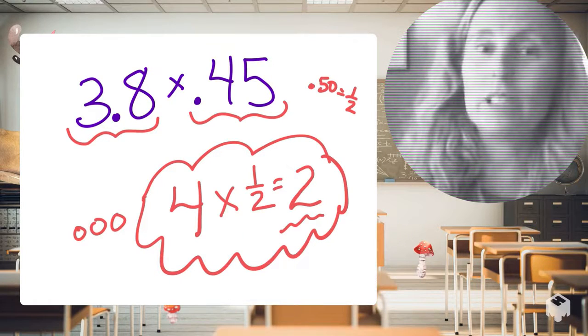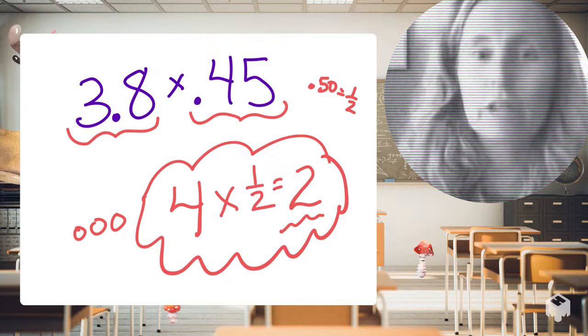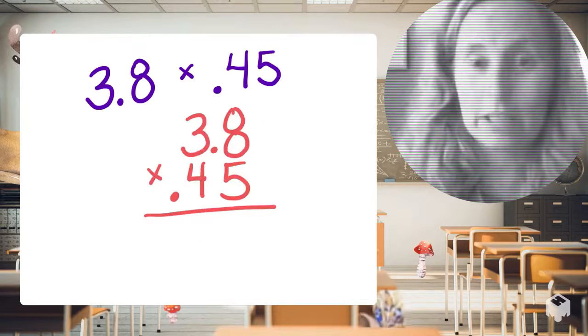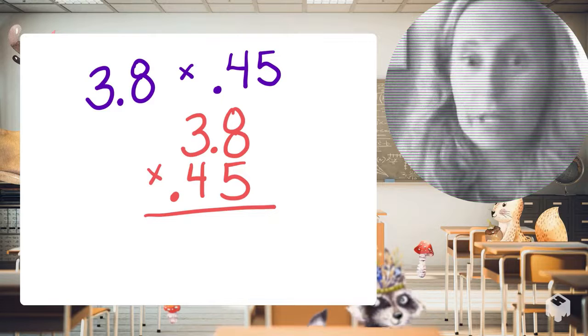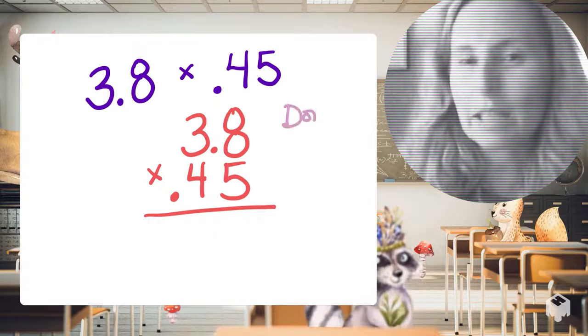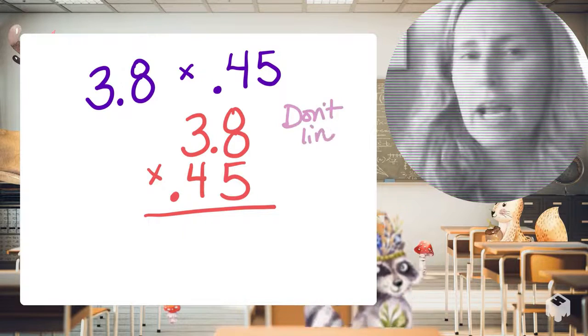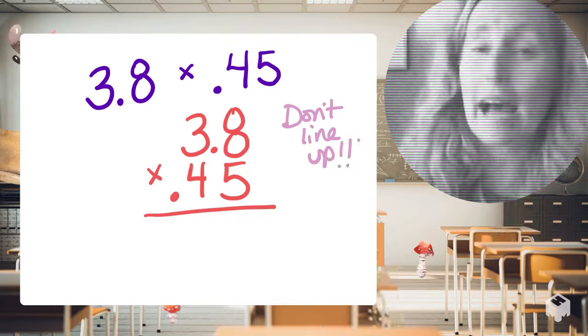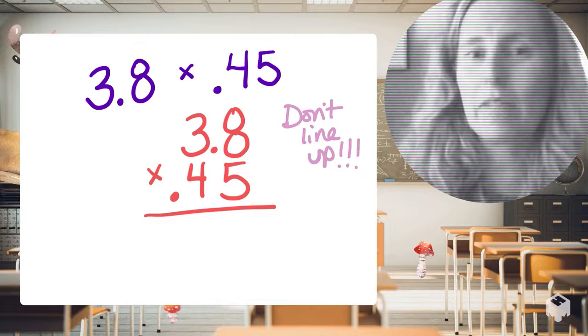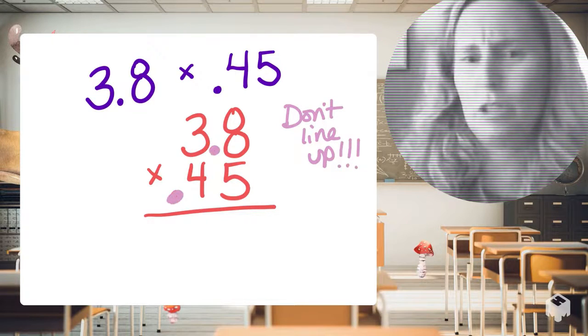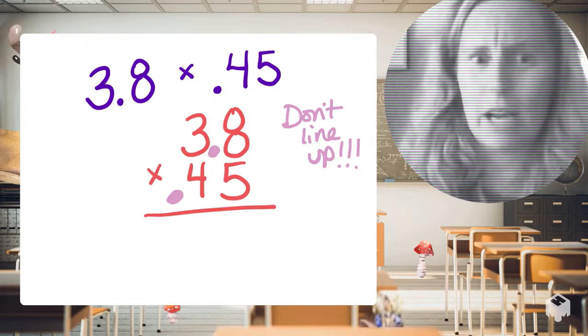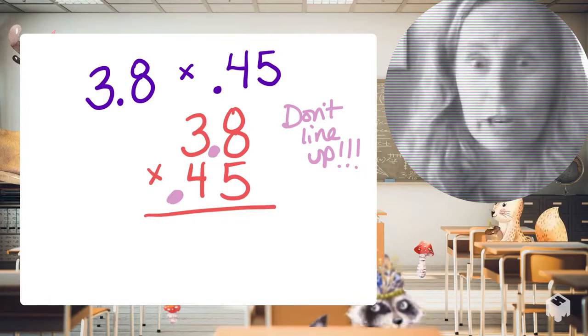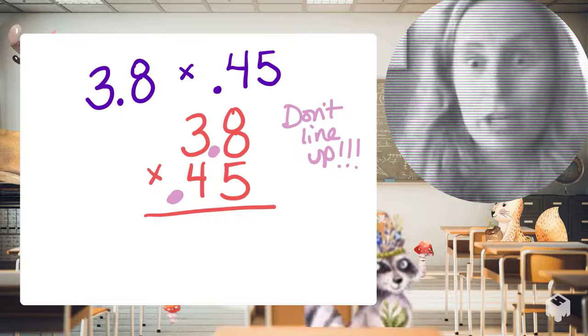Then we're going to move into the standard algorithm. The first thing we're going to do, like always, is make a very quick mental estimation. 3 8/10 is kind of close to 4. And if I had 4 about half of the time, I would have an answer that's kind of close to 2. Now, how I knew to do that is I know that 45 hundredths is close to half of $1.